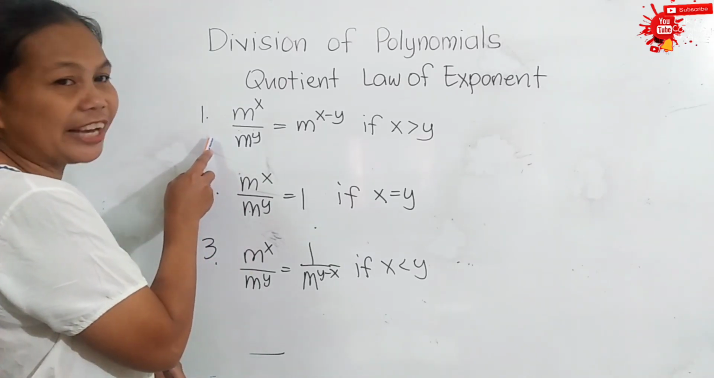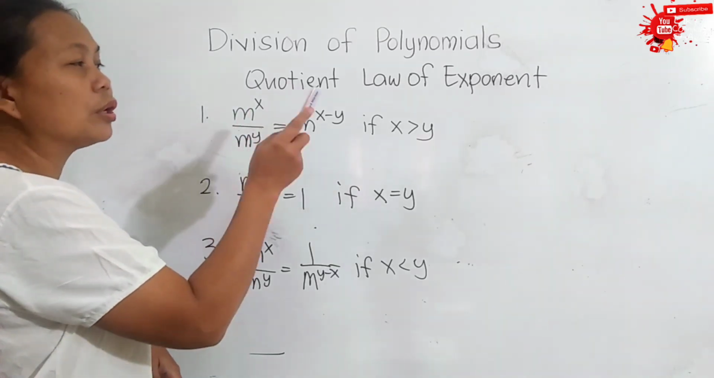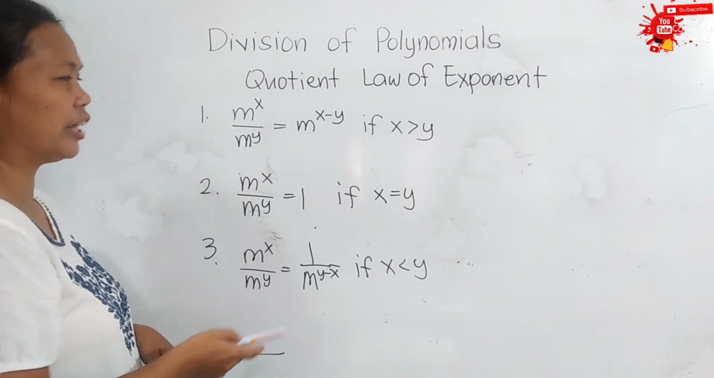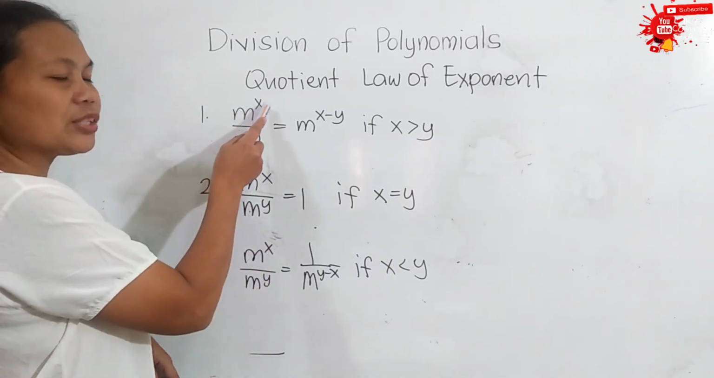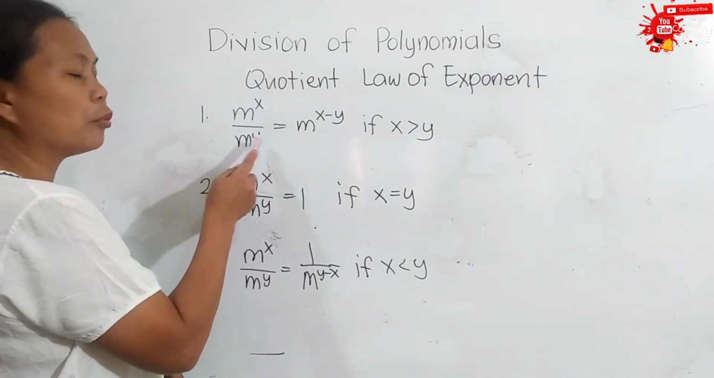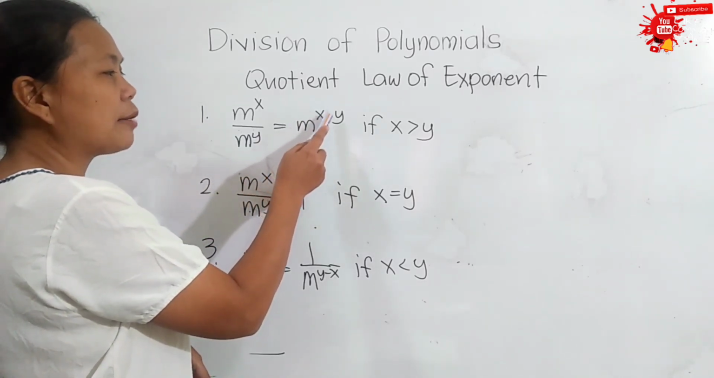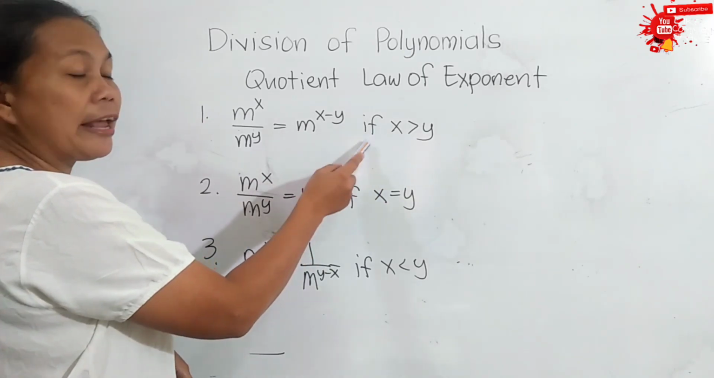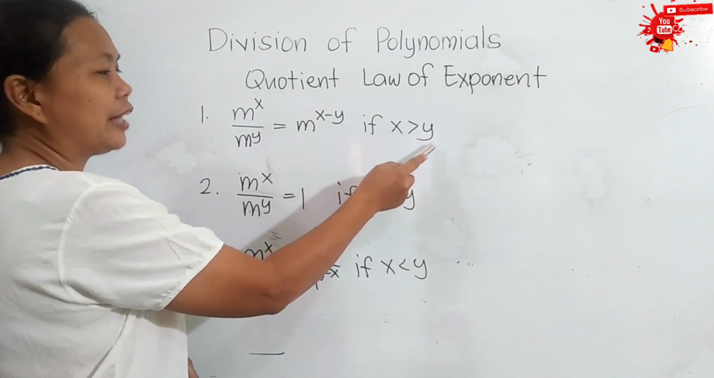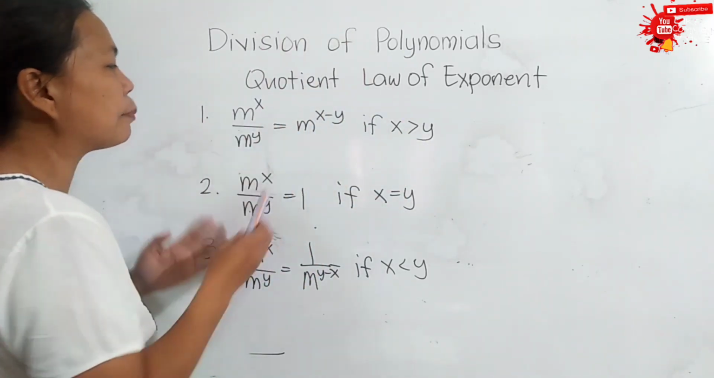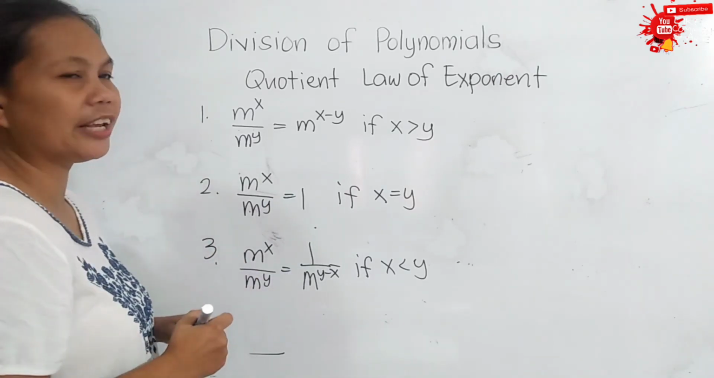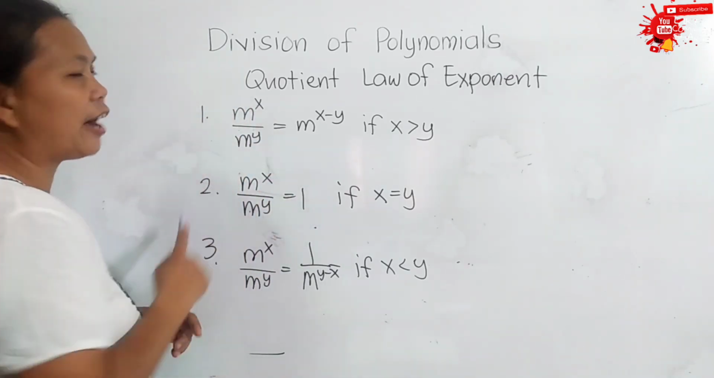So now let us have the case 1 or number 1 quotient law of exponent. So we have here m raised to x over m raised to y. So it is equal to m raised to x minus y. So if x is greater than y, we will just simply subtract the corresponding exponents if we have the same base.